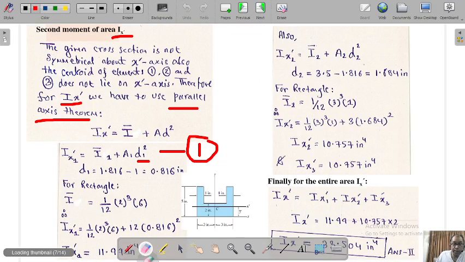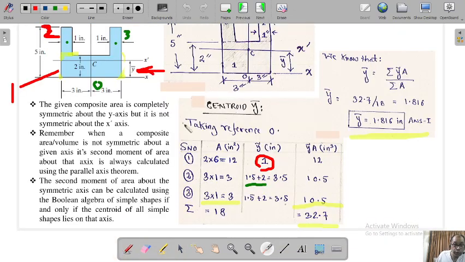So if you look at this, it comes out to be 1.816 minus 8. Okay, so D1 is there. Now what is going to be the second moment of area of this rectangle about this point?